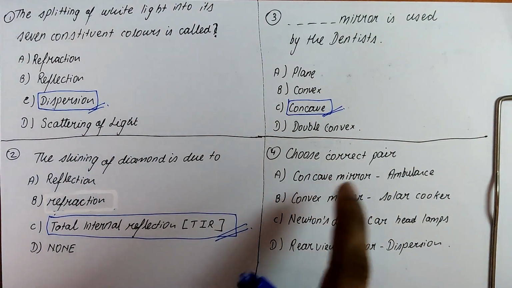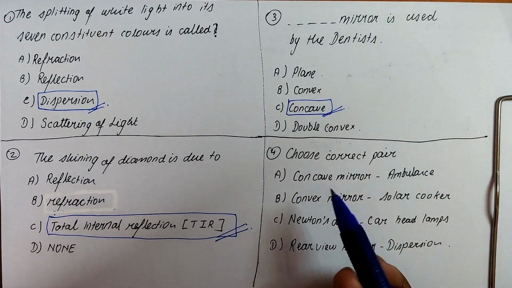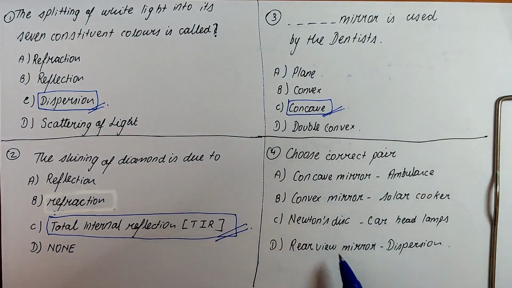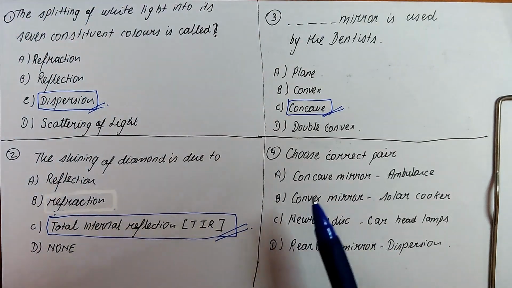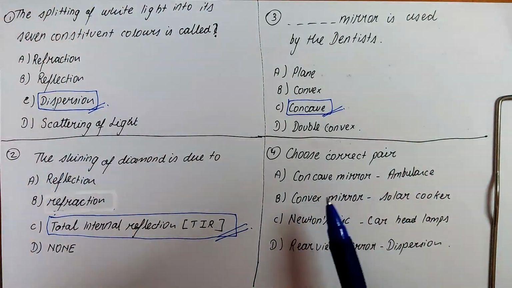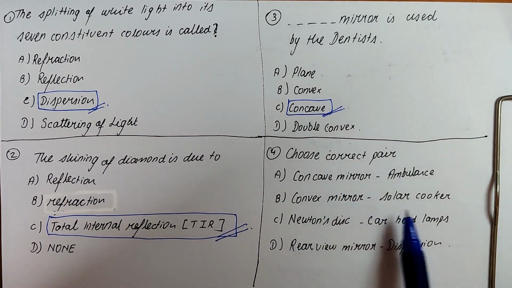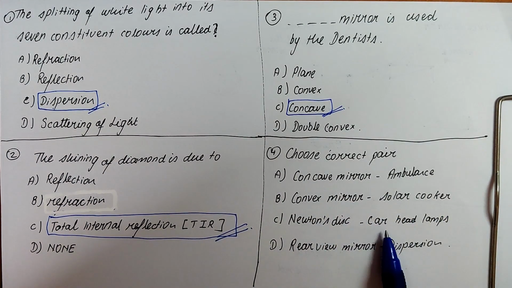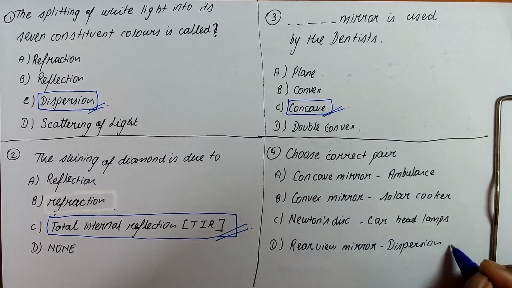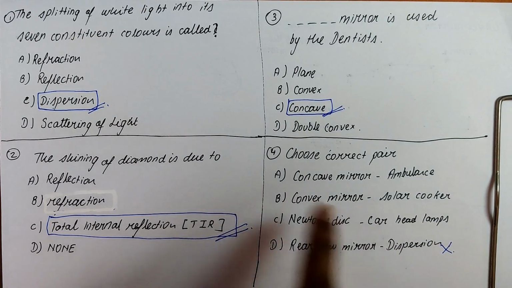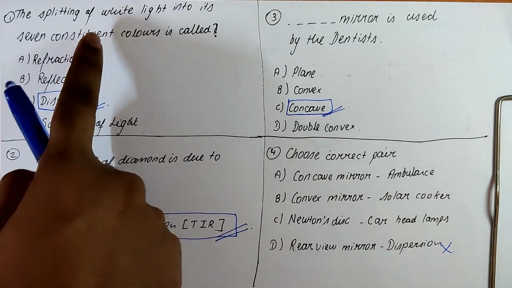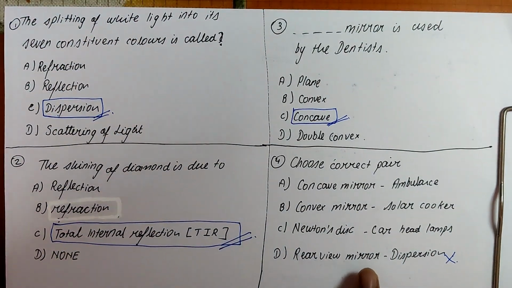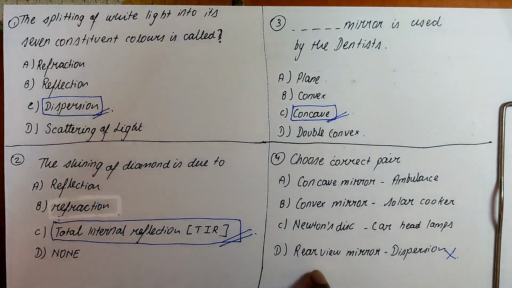Now this is quite a tricky one, so we have to choose the correct pair from the given 4 options. The first pair is concave mirror and ambulance. Then the next is convex mirror, solar cooker, Newton's disk, car headlamps, rear view mirror, and dispersion. We know that dispersion and rear view mirror is not the correct answer, because dispersion is the splitting of 7 colors, and the rear view mirror, which is a convex mirror, will not split the light, so that's not the correct option.